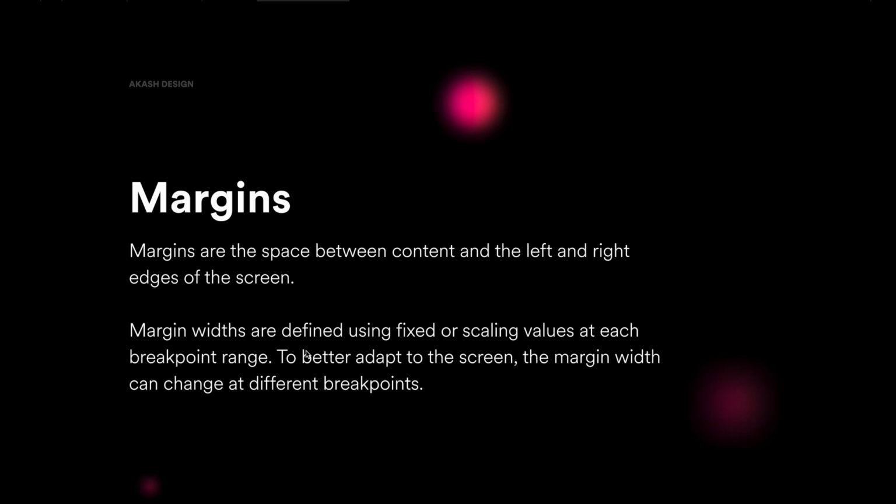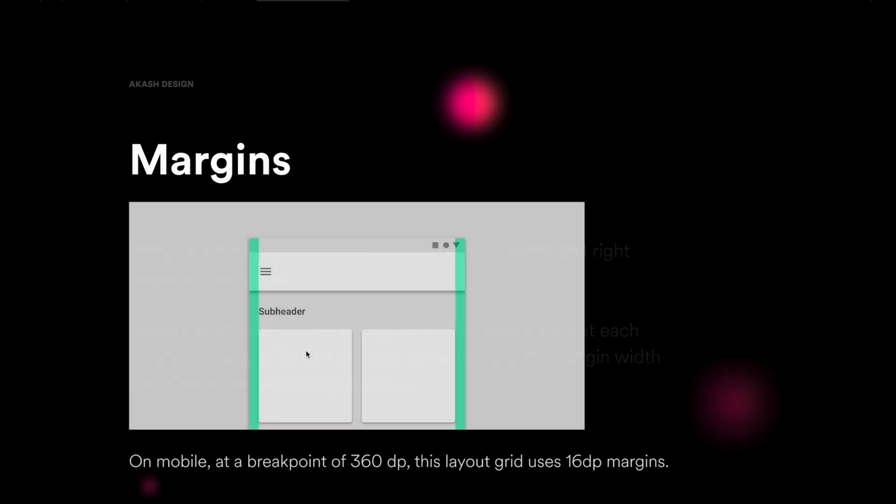And margin widths are defined using fixed or scaling values. So it can be both fixed as well as scaling values depending on the type of breakpoint we have. I'll explain what a breakpoint is, but margins are also flexible. They can have a fixed value as well as a scaling value. Okay. And this is what your margins look like. For a mobile device, Google Material Design recommends 16 dp as fixed margins from both the edges.